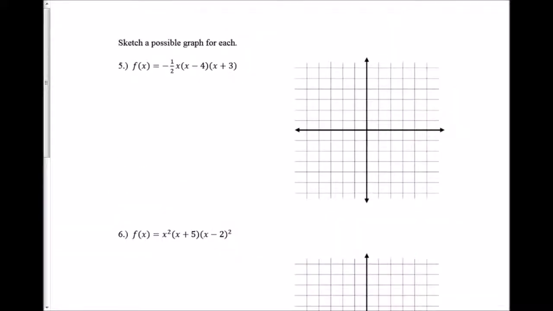For this one, we want to sketch a possible graph. And this doesn't have to be done with great accuracy. We just want to get a general shape here. So I list my x-intercepts. So I set each of these equal to 0 and solve each.